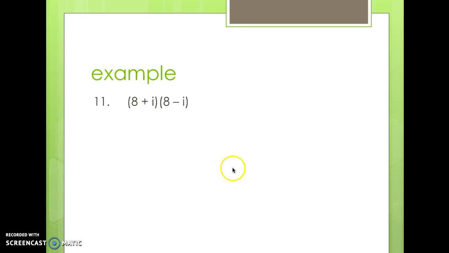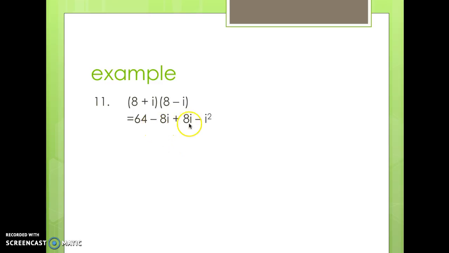We have 8 plus i times 8 minus i. When we distribute, 8 times 8 equals 64. 8 times negative i equals negative 8i. i times positive 8 gets us positive 8i. And positive i times negative i equals negative i squared.